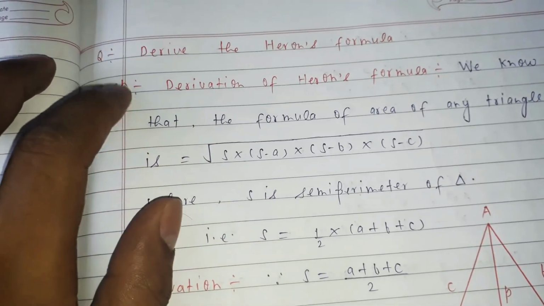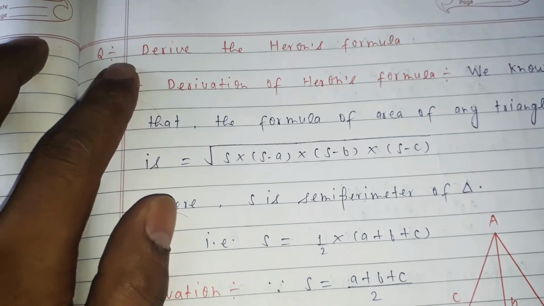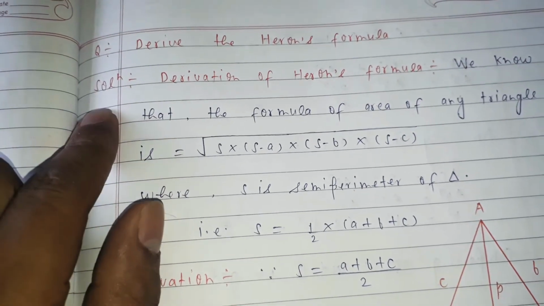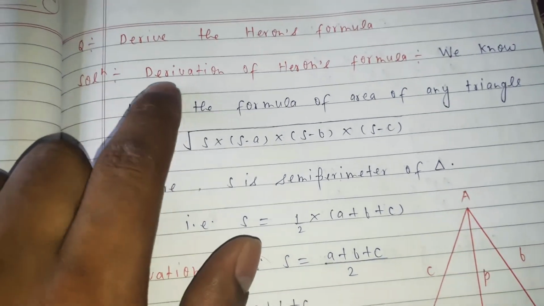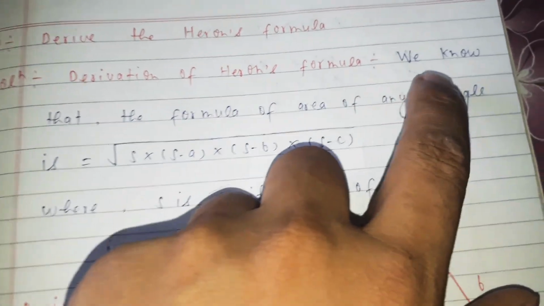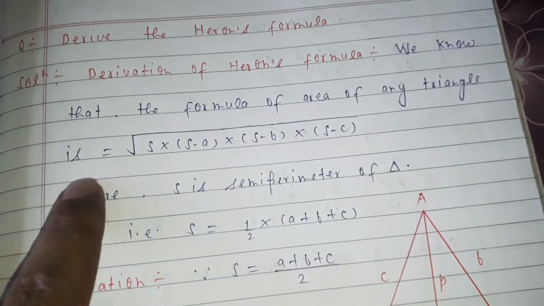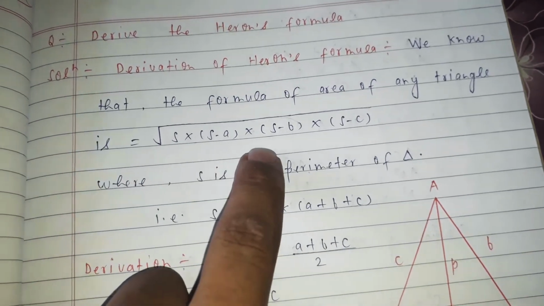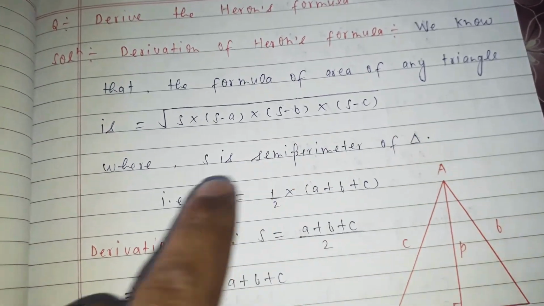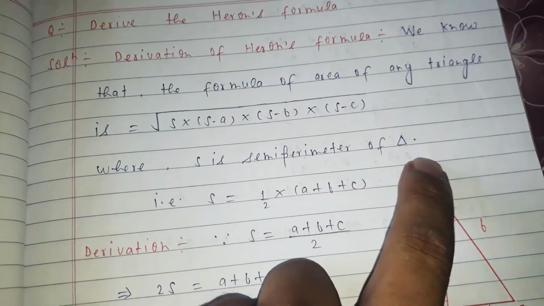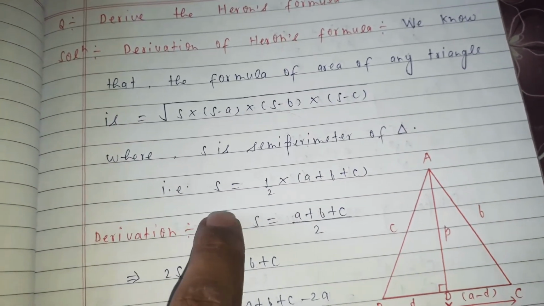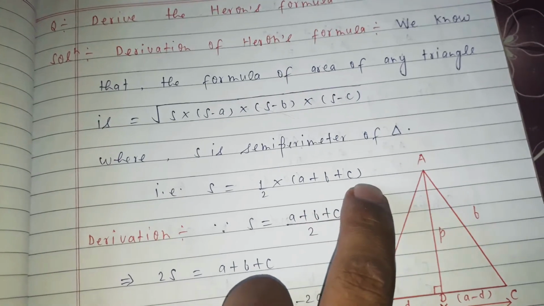Now here the question is: derive Heron's formula. So here is the solution. Derivation of Heron's formula. We know that the formula for the area of any triangle is the square root of s into (s minus a) into (s minus b) into (s minus c), where s is the semi-perimeter of the triangle, that is, s equals half into (a plus b plus c).